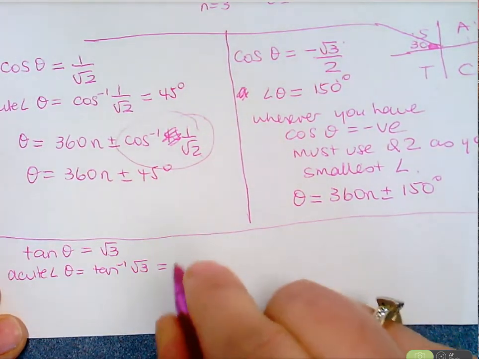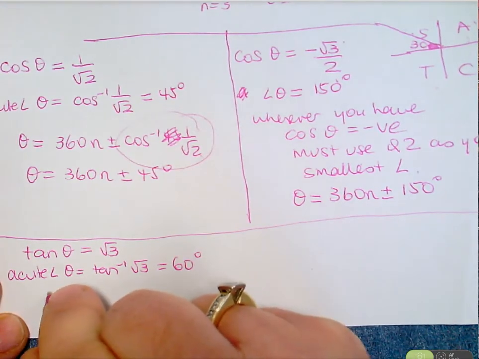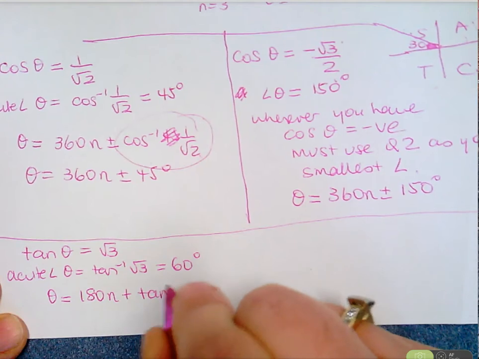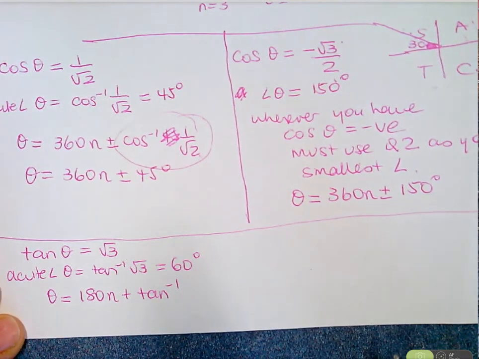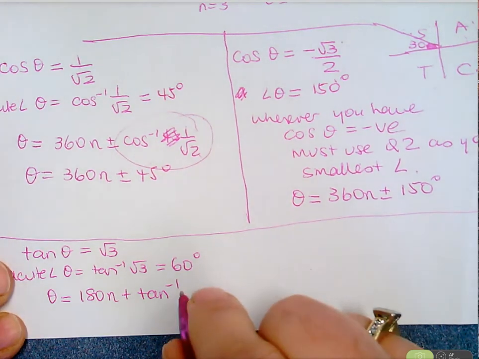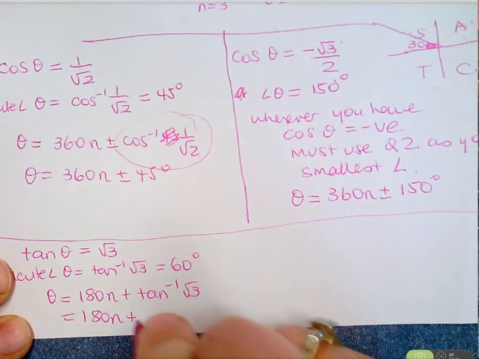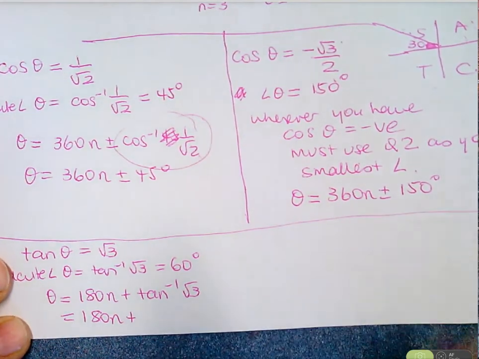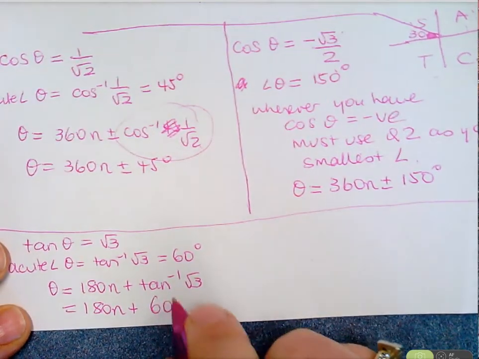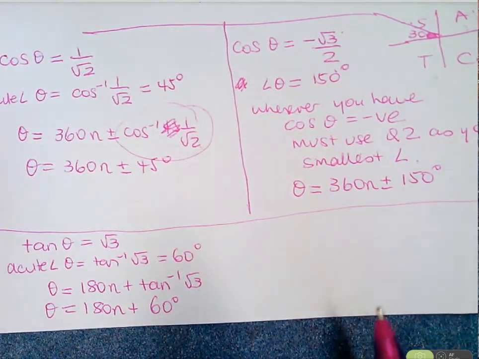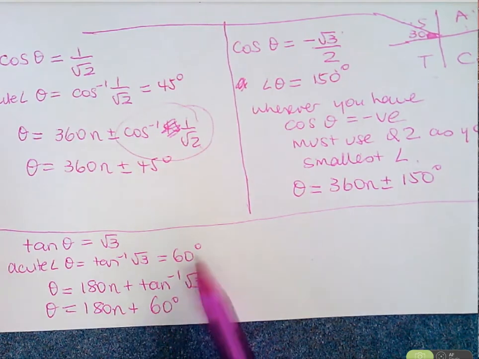Isn't it 60? So therefore, the formula says theta is 180n plus tan to the minus 1 of your angle. Sorry, tan to the minus 1 of root 3. It's just going to be 180n plus your angle, 60. I really think that their notation makes it harder. That tan to the minus 1 of root 3 is your 60.